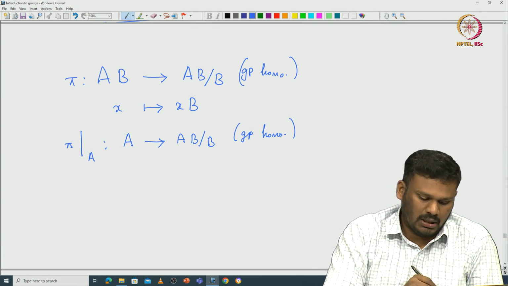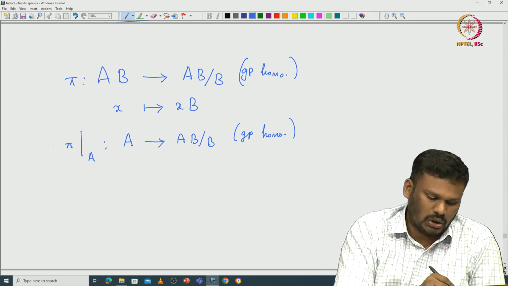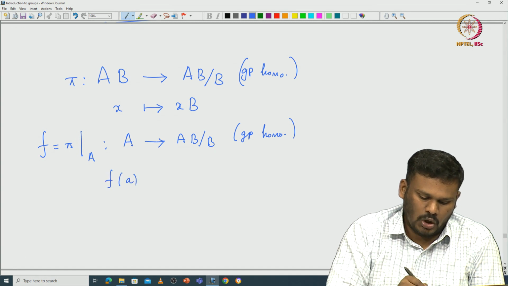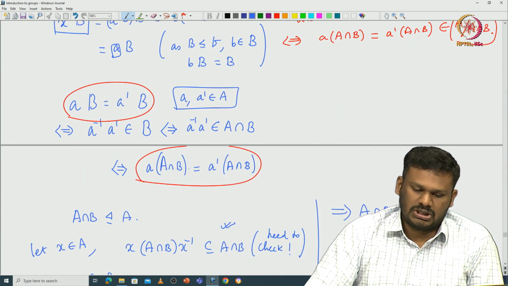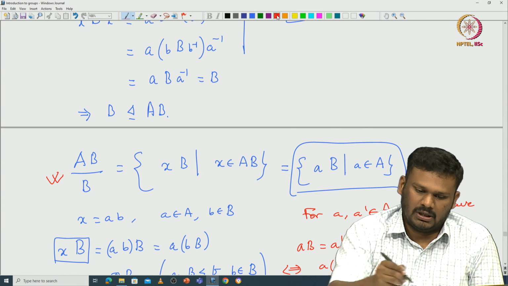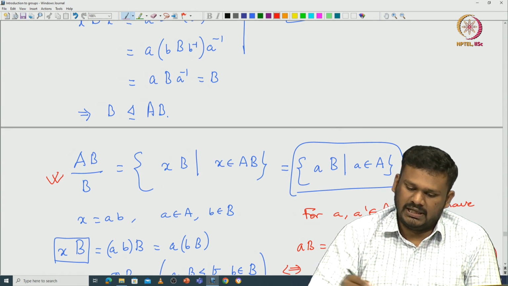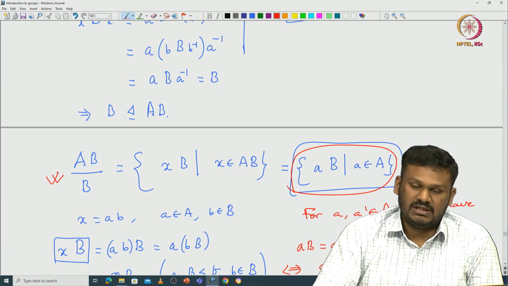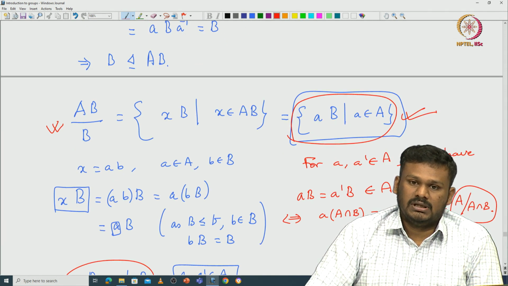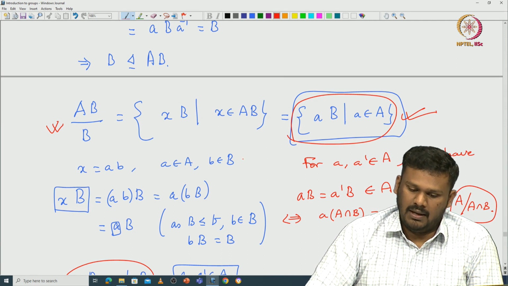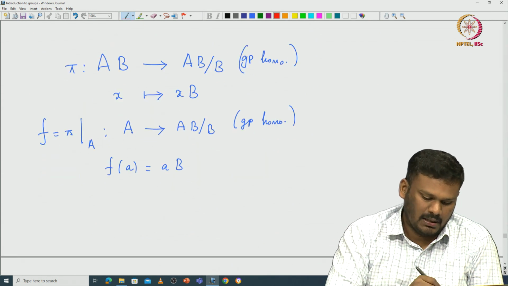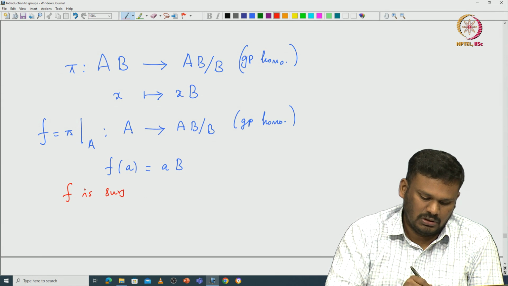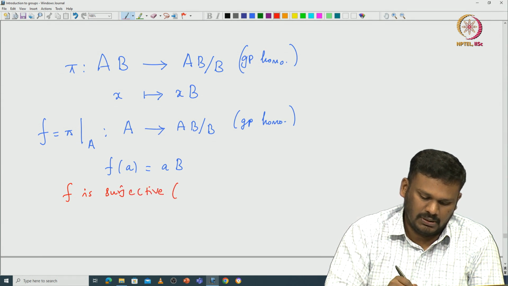Now, if you take this map, let us call it F. F of small a is nothing but aB. Note that using our parameterization, which we already have, each element of AB modulo B is parameterized using elements of capital A. That means this F is already a surjective map. So, F is surjective. That is not a problem. It is immediate.